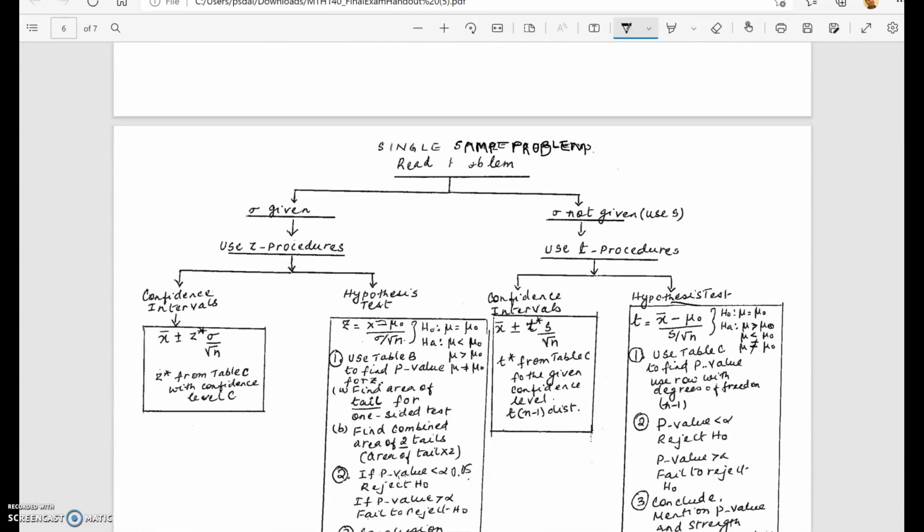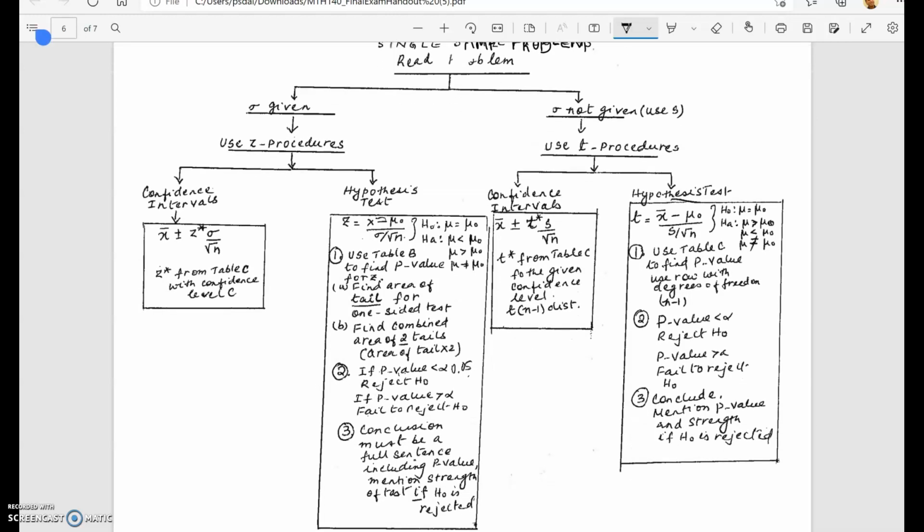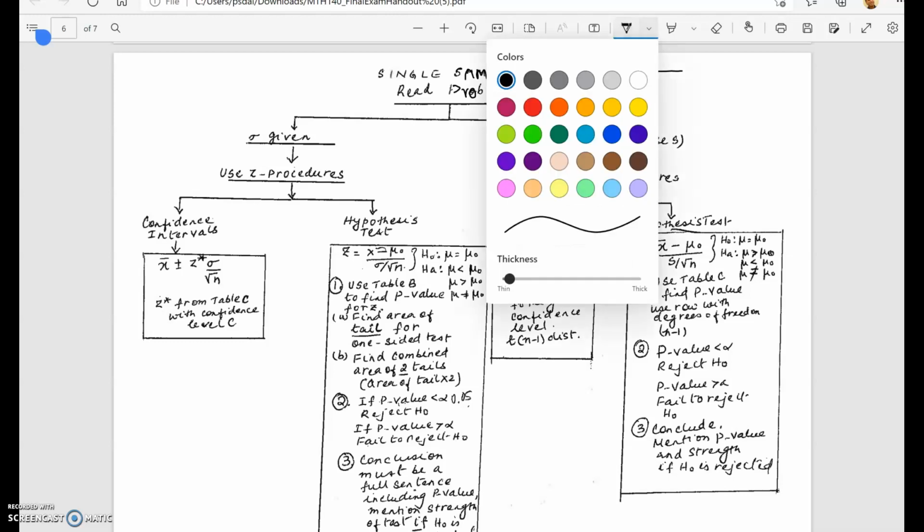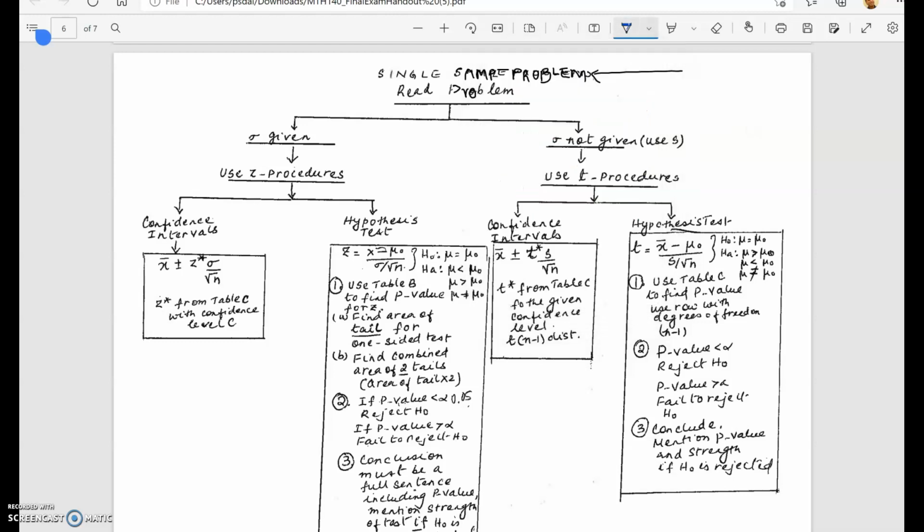Now the next page, you're going to see a lot of information. So this is the single sample problems. Make sure first that the problem is a single sample problem, not a two independent sample problem. If it's a single sample problem, you need to decide whether sigma is given or not. Sigma is the population standard deviation. If sigma is given, we use the Z procedures.